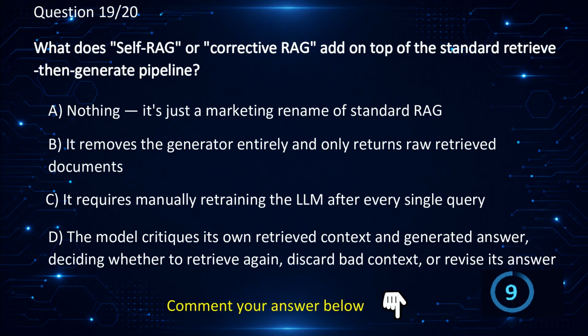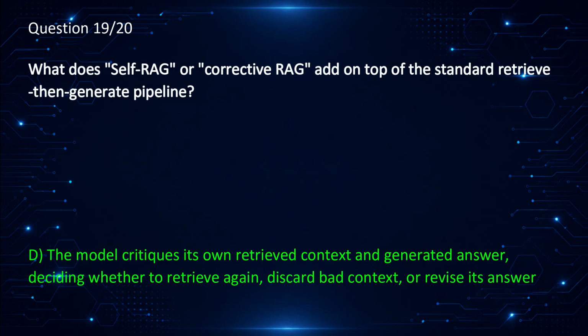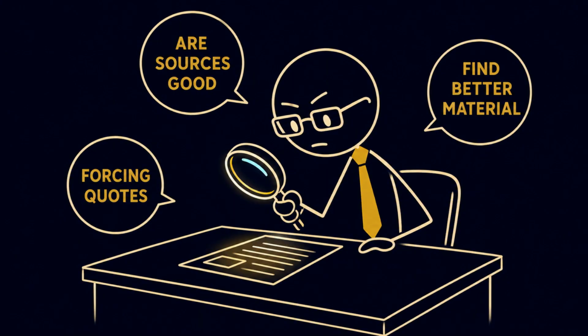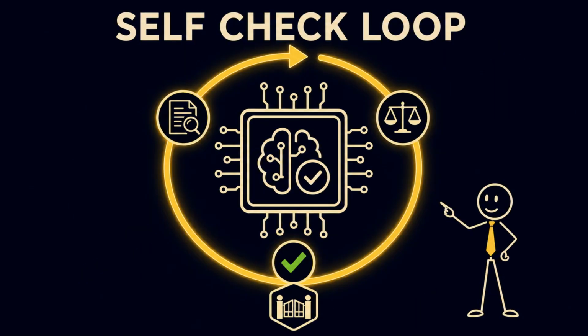What does Self-RAG or Corrective RAG add on top of the standard retrieve-then-generate pipeline? The option is answer D. Think about a junior writer who takes whatever research they are handed and just writes the article no matter how thin the sources are, versus a seasoned editor who pauses and asks, wait, are these sources actually good? Am I forcing this quote in? Should I go find better material first? That self-check loop is exactly what Self-RAG adds.